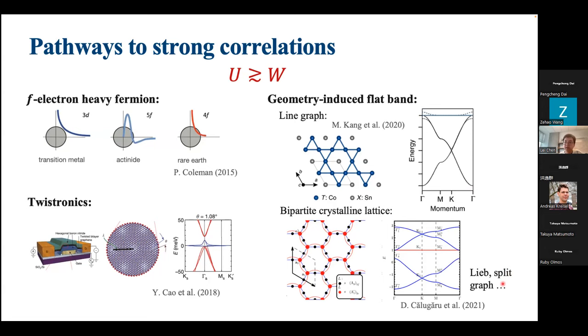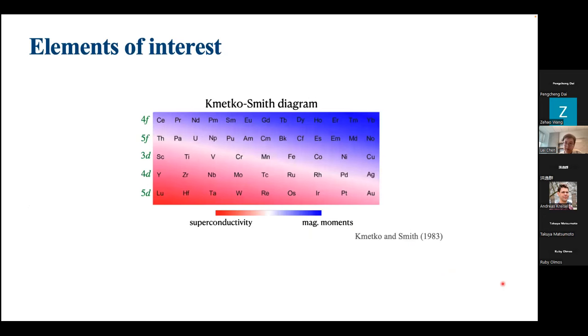Before we get into the realistic compounds, let us also look at the elements. We know that strongly interacting electrons tend to reside in partially filled orbitals that are well localized around the nucleus. This is the famous Kmetko-Smith diagram, in which the elements in different columns describe orbitals with different quantum numbers. From bottom to top, the orbitals become more and more localized. The rows from left to right describe elements with the same active orbitals but different nuclear charge. An increasing nuclear charge also pulls the orbitals towards the nucleus, so they become more localized.